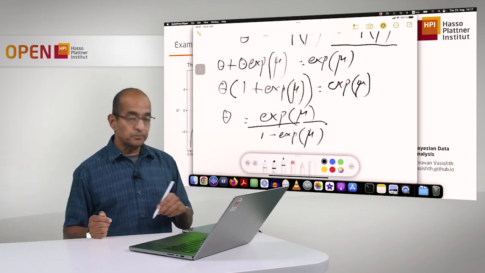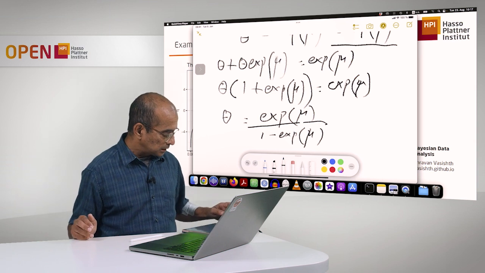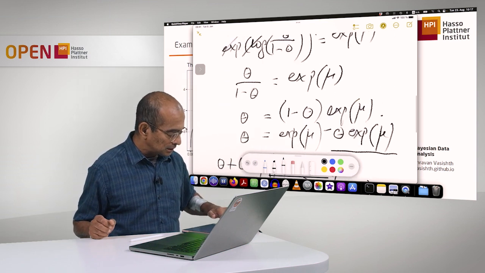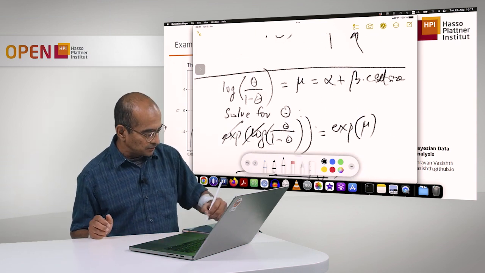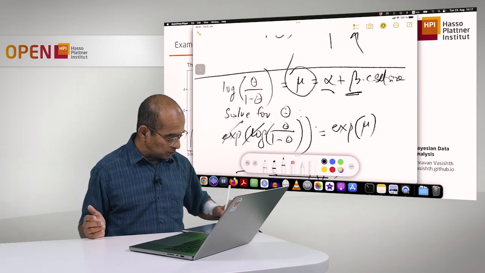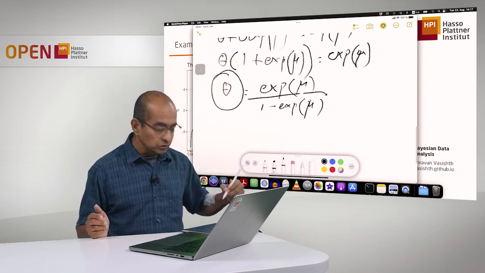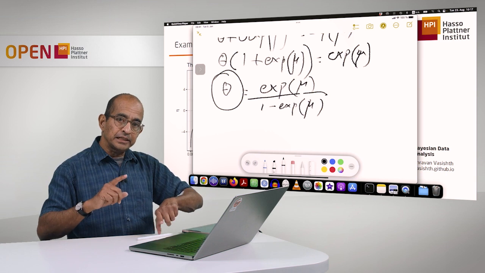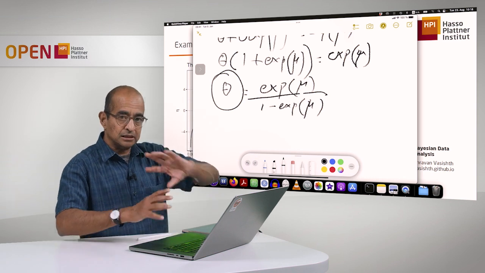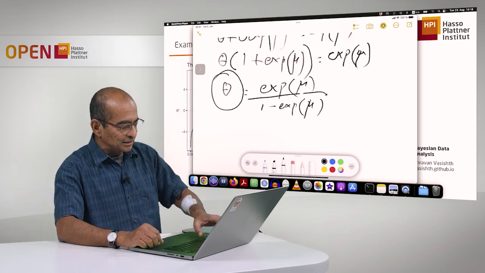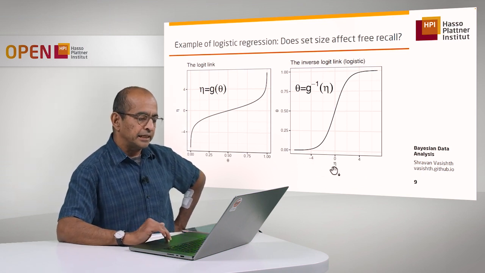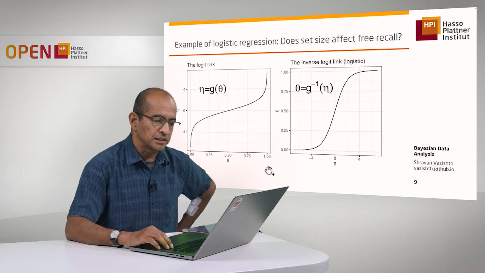So the practical implications of this are huge. Once I have estimated my parameters on the right hand side of the linear model, these alpha and beta parameters, I have mu. For every possible set size, I can compute mu. And therefore, I can go back to the probability space and investigate the implications of my model predictions in the probability space by using this equation. This is just the inverse of the link function, and that's this guy here. You plug in the etas, and you get back the thetas. That's the basic story here.